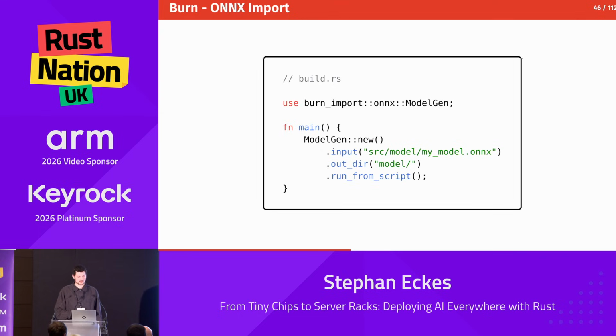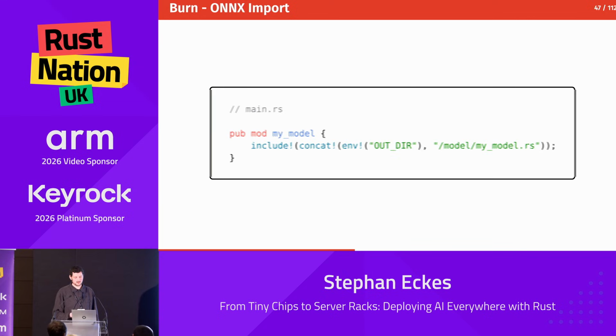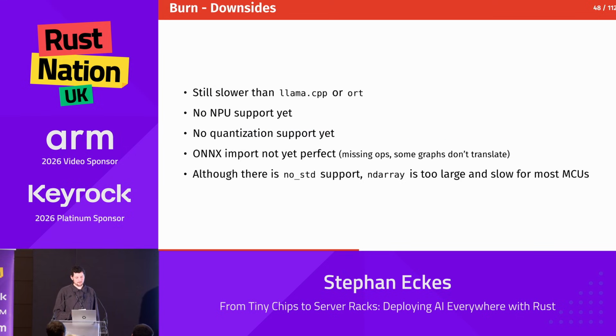And the Onyx import works like this. So you have the build.rs script where you can use the model generator. You select your Onyx model file, and then it will just generate this code that we just saw automatically, right? Or tries to. So I said there still can be issues sometimes, but it works already for a lot of models. And then we can just include this generated file in our normal Rust code. So that is a super nice feature.